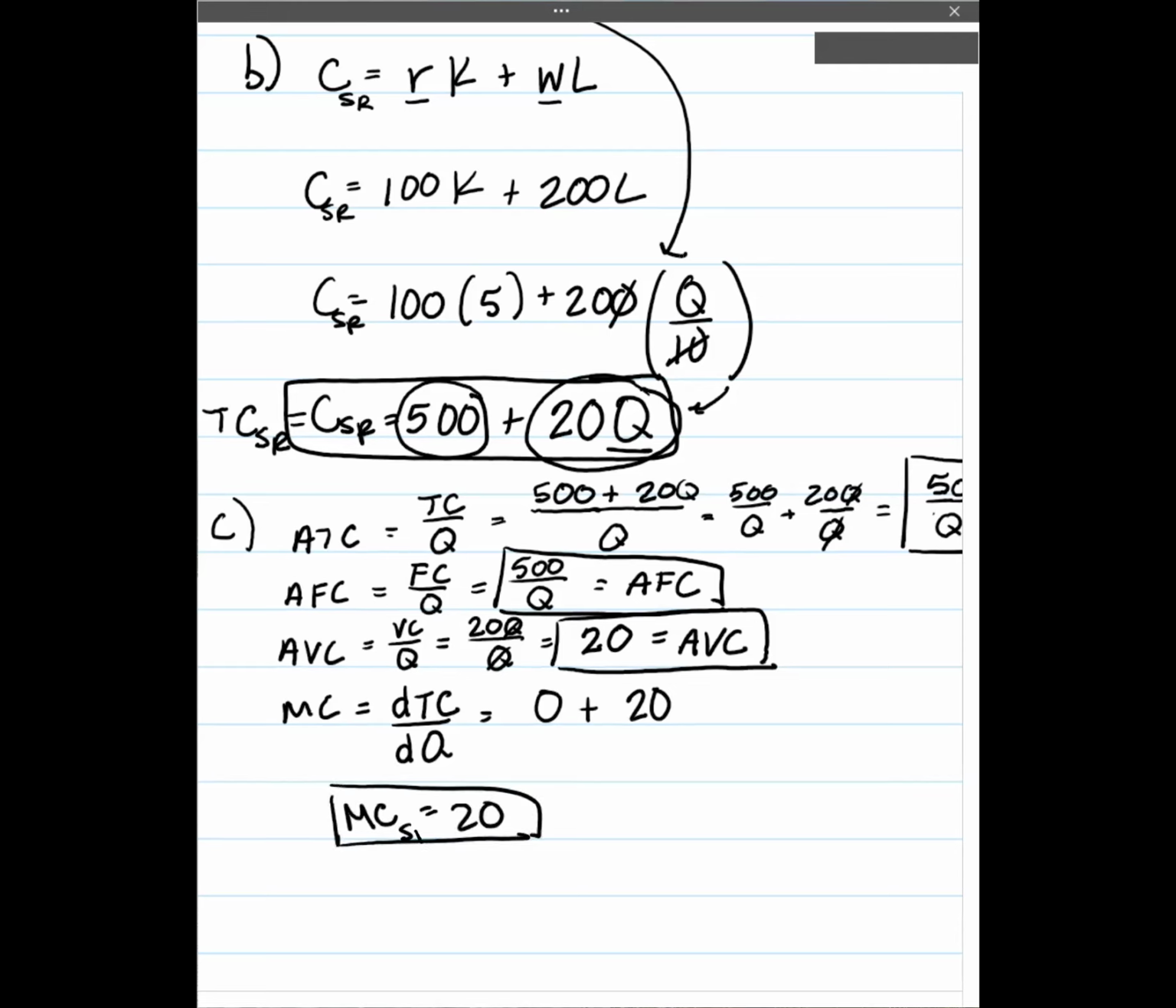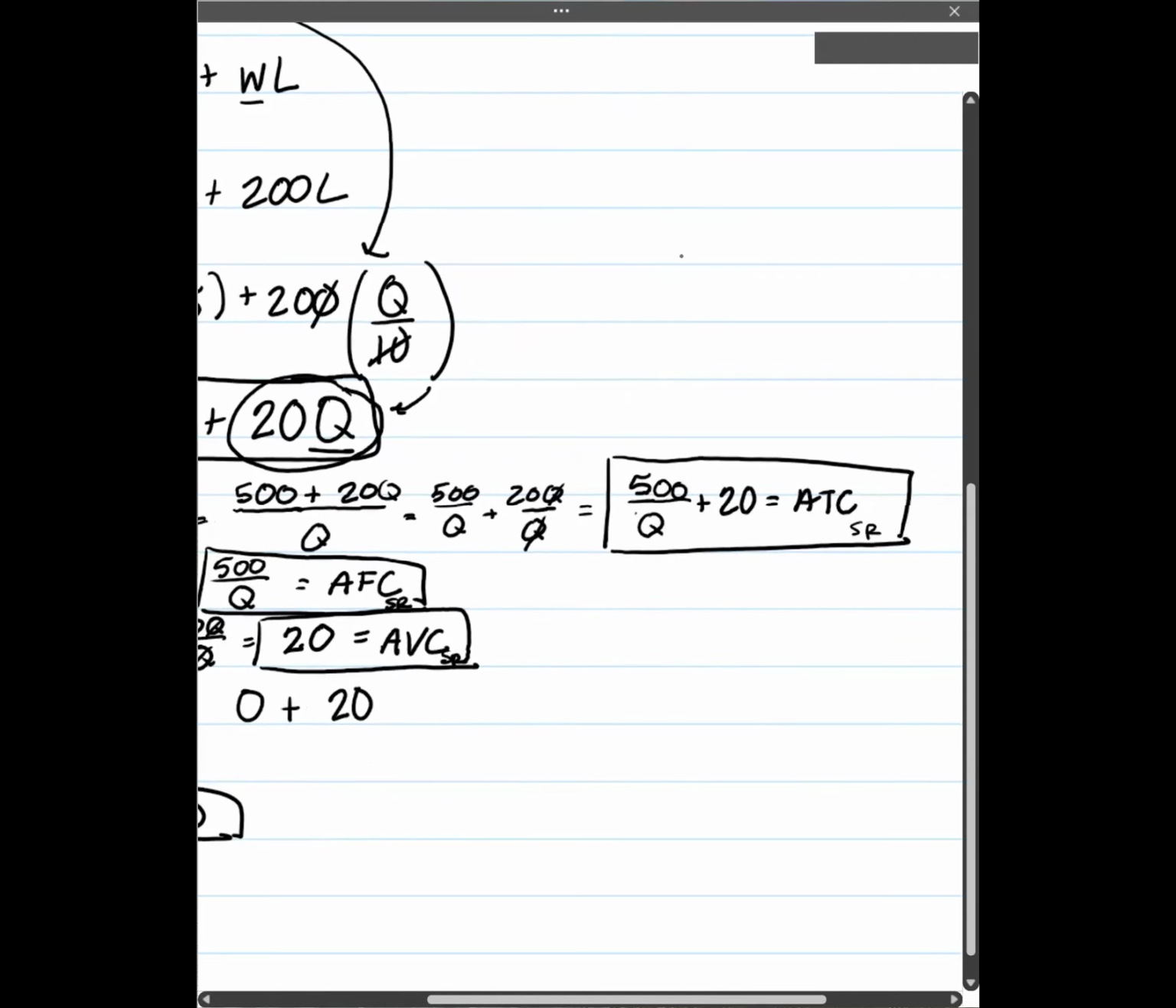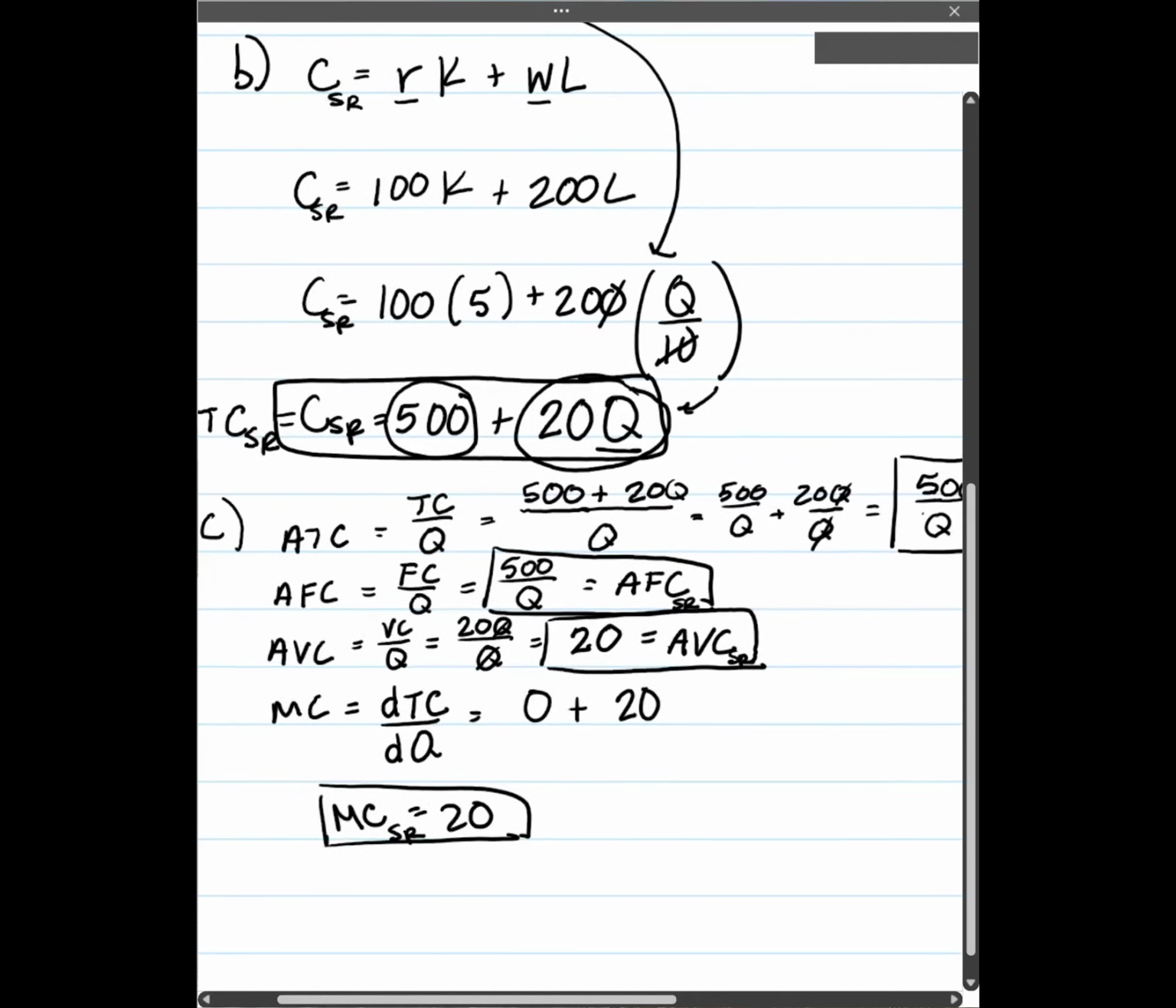All right, so in this case, this happens sometimes, but not always, we have average variable costs and marginal costs being the same in the short run. So that is part C.